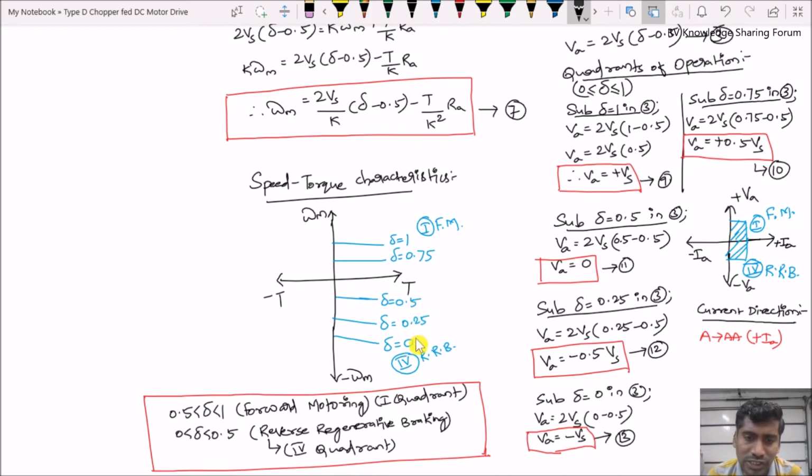So when the duty ratio of the chopper is 0 to 0.5, it falls in the fourth quadrant, called reverse regenerative braking. In this way, we can control the speed of a DC motor by using a type D chopper, which offers the first quadrant, called forward motoring, and the fourth quadrant, called reverse regenerative braking.